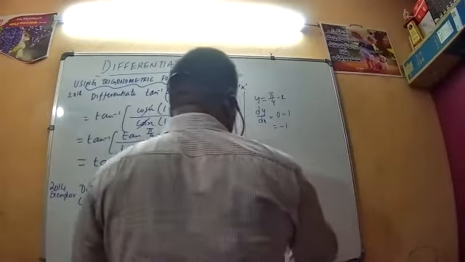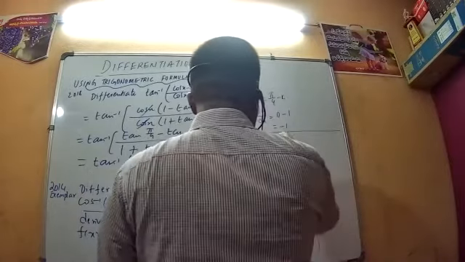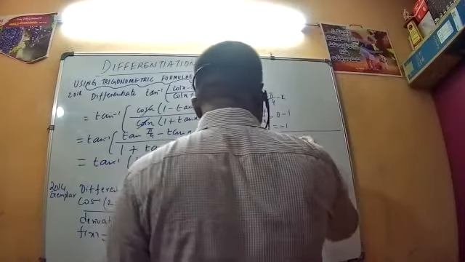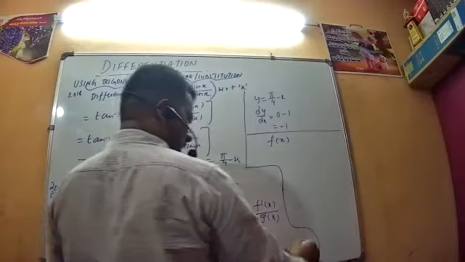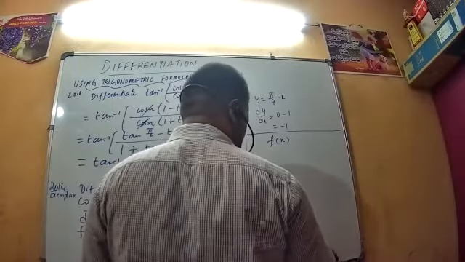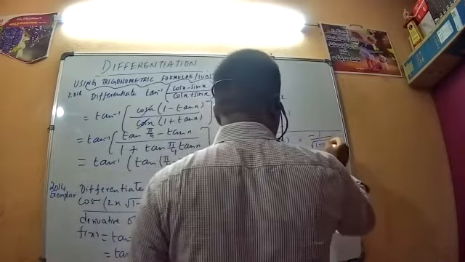Derivative of f of x will be f dash x. So f of x is equal to theta means f dash x will be, yes. Here you should not forget to write theta. What is theta? Theta is cos inverse x. So f dash x will be minus 1 by root of 1 minus x square.